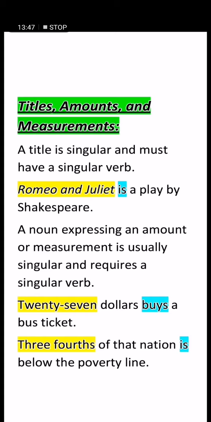A noun expressing an amount or measurement is usually singular and requires a singular verb. $27 buys. Notice we add s to the verb buys because it's singular. $27 buys a bus ticket. 3/4 of that nation is below the poverty line. 3/4 is. So it is singular.